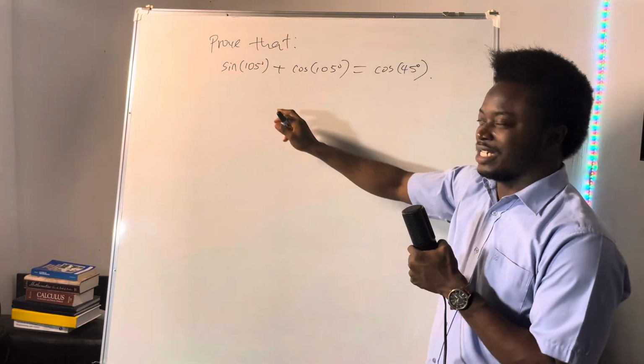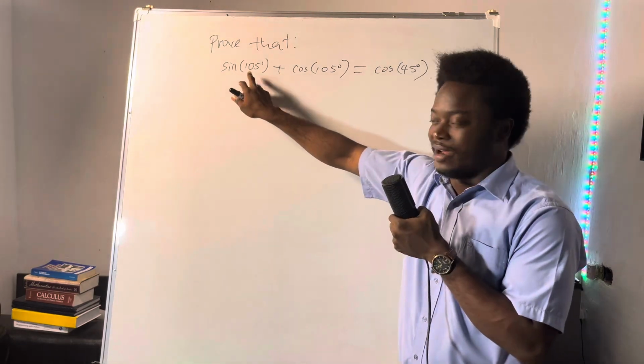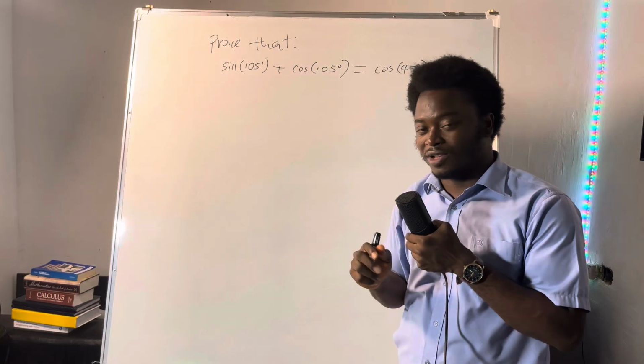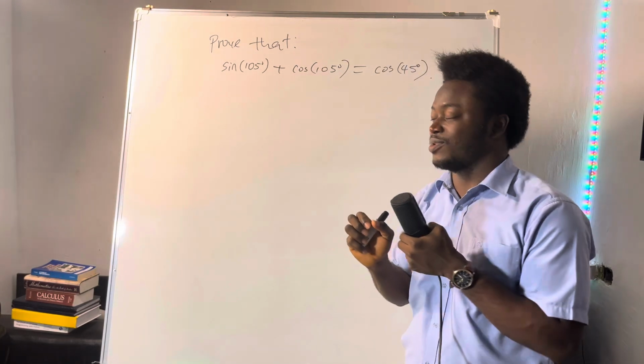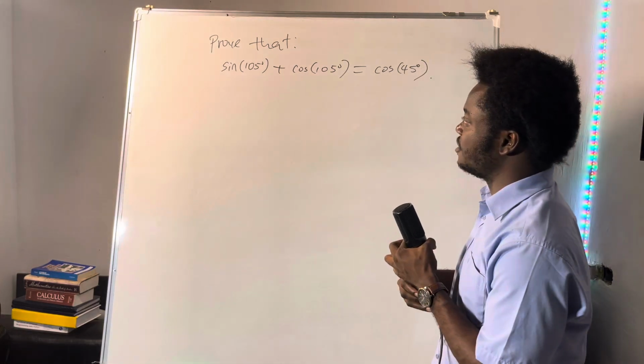Here we're going to also try to prove this expression: sine of 105 plus cosine of 105 is cosine of 45 degrees. Obviously, I know you're not thinking of punching your calculator because you're supposed to do this without any calculator. And let's see how this can be achieved.